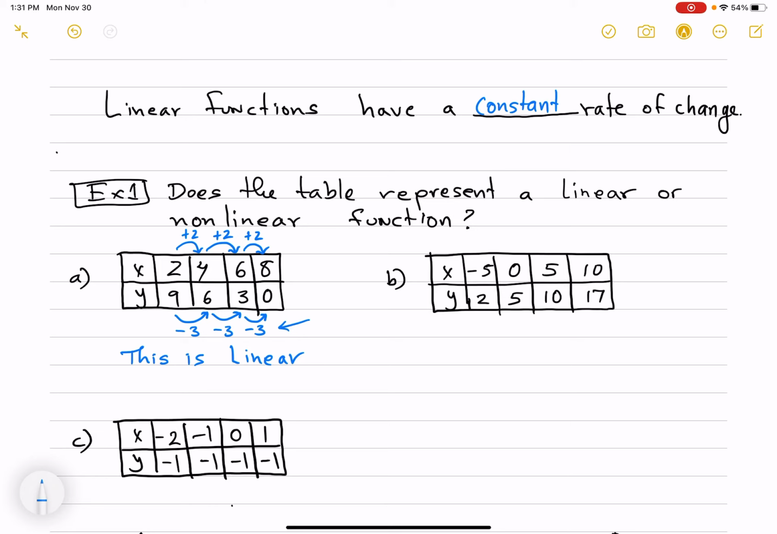The next one, however, if you look at it, you have to add 5, and add 5. So people would say that this is linear, but we have to take a look at the y. Look, we have plus 3, plus 5, and plus 7. So this is non-linear because it doesn't have a constant rate of change.